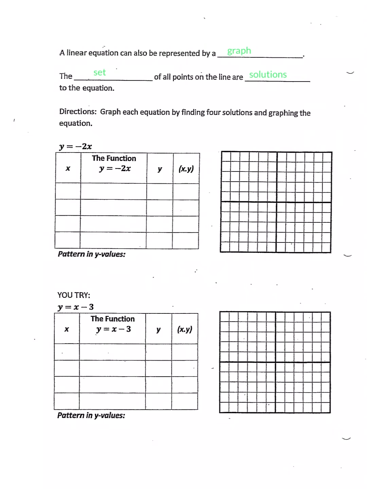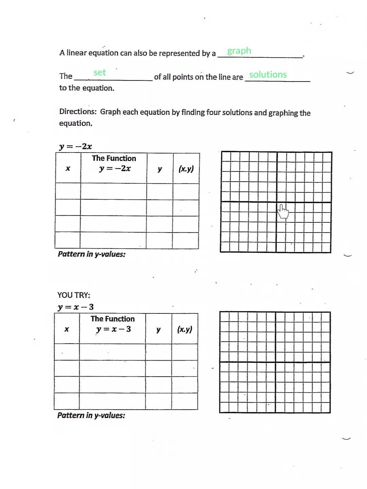A linear equation can also be represented by a graph. The set of all points on the line are solutions to the equation. So let's look at the next example. It says graph each equation by finding 4 solutions and graphing the equation. So again, we're going to pick numbers. I'm going to choose my numbers based on my x values here.